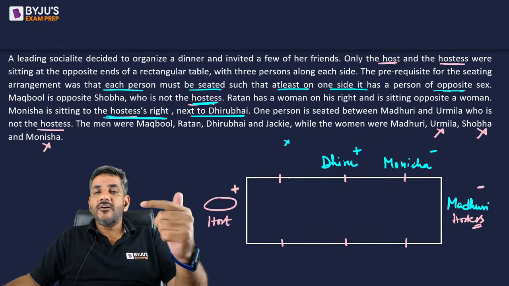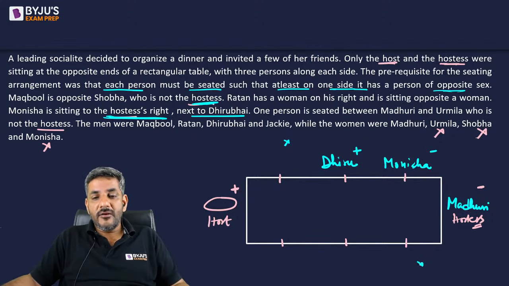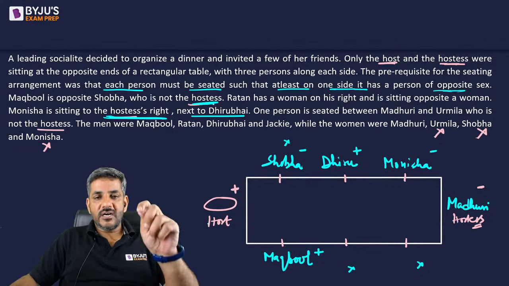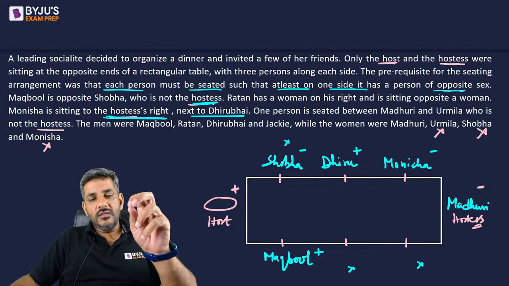And Makbul is sitting opposite Shobha. Can Makbul be here? No. Can Makbul be here? No. So therefore Makbul has to be here such that he is opposite Shobha. So Shobha is definitely here. Okay. I have Madhuri, Monisha and Shobha, Makbul, Dhirubai.